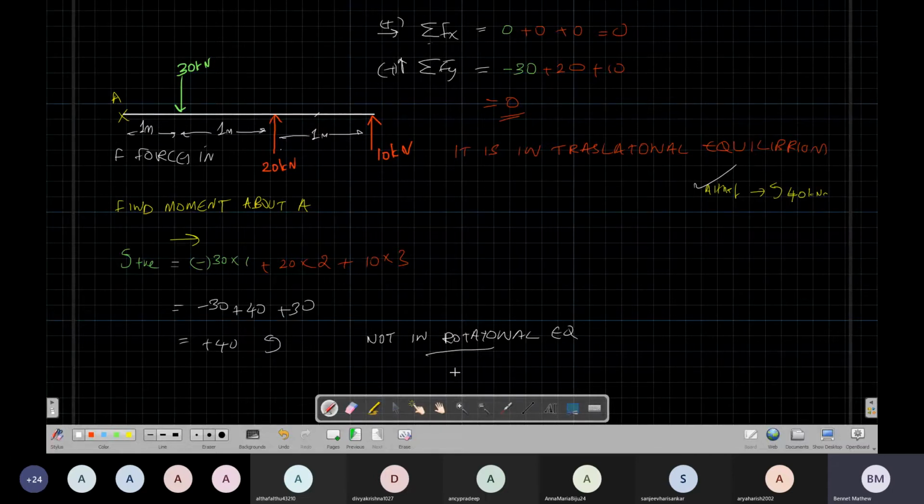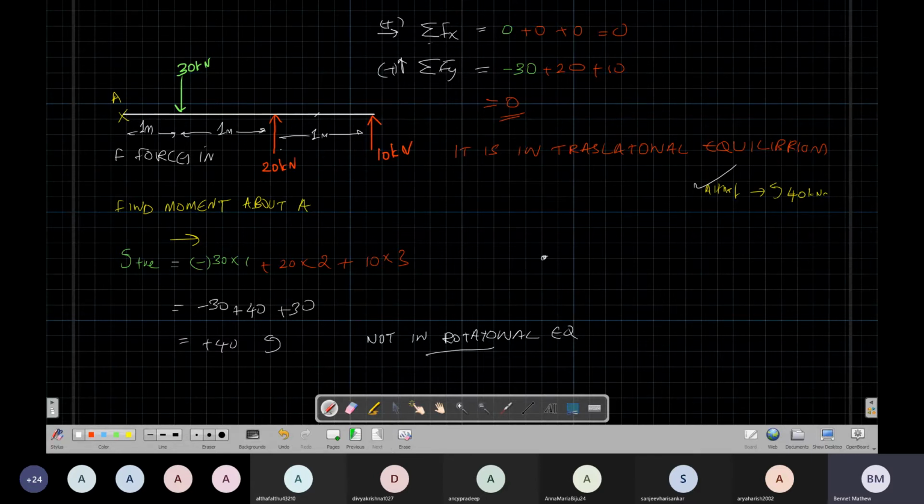Now, the idea is if a body is not in rotational equilibrium, ultimately what is happening is it is going to rotate something like this. It is going to rotate about some point and it will keep on rotating. We can even find that point also, but that will come later. So it is not in rotational equilibrium, but it will not move like this.